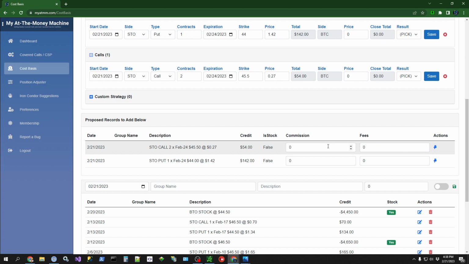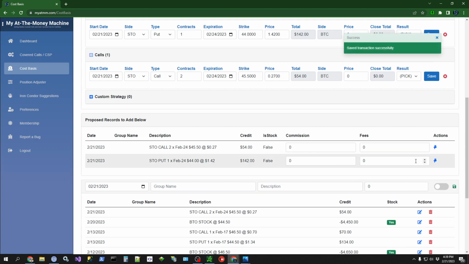Since this is the demo account, we're not dealing with fees or commissions. However, back on the Ameritrade, you can see the fees and the commissions there and enter them as needed if you wanted to. All right. First off, let's go ahead and move the covered call transactions down and click Save, and then move the cash secured put down and click Save.